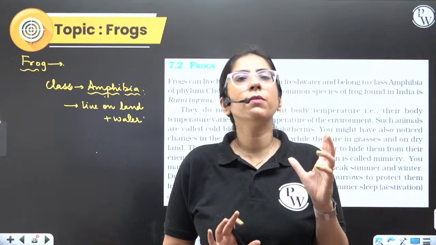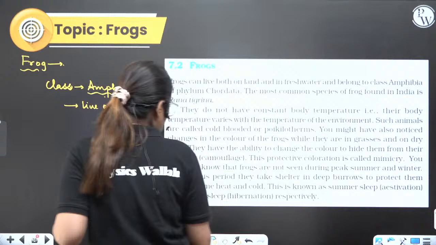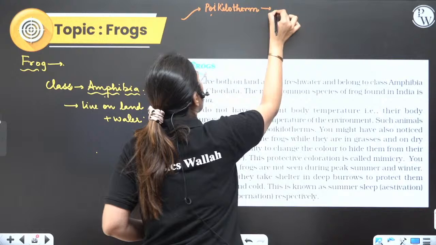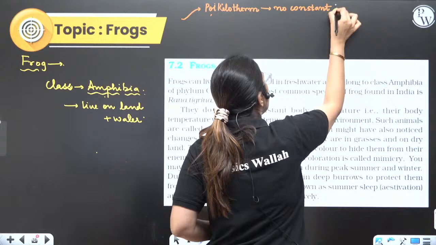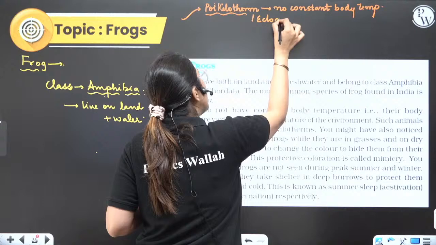Another most important feature of these group of organisms is that they show protective coloration. If they will live in a grass, they will convert their body according to that one. So, these organisms, they are poikilotherms. Poikilotherms means no constant body temperature. Now, if suppose this word comes in a paper, ectotherm, that is also right. Poikilotherm or ectotherm. We are endotherm. We have a constant body temperature. Our body fluctuates when we have a fever.